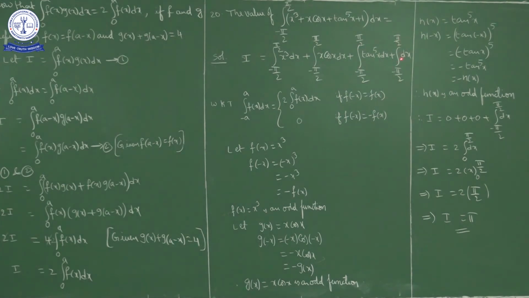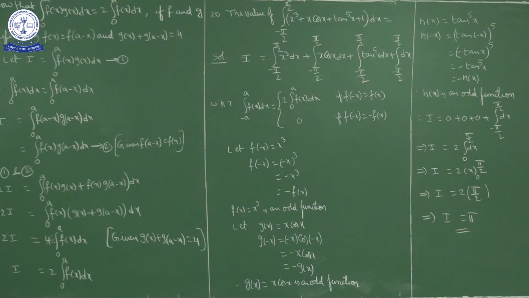Now here what we have? Constant function, integral minus pi by 2 to plus pi by 2, 1 dx, constant. Okay, constant function is an even function, so this part we can write as 2 times integral 0 to pi by 2 dx. Okay, 2 into integral dx is x, lower limit is 0, upper limit is pi by 2. So what we get, 2 into pi by 2 minus 0, okay, 2 into pi by 2, 2 gets cancelled. So I is equal to pi. Okay, that is the final answer.